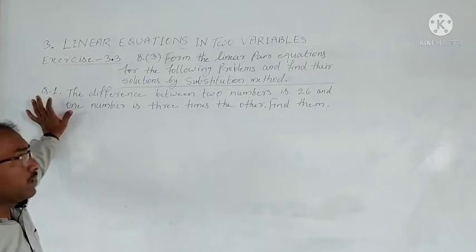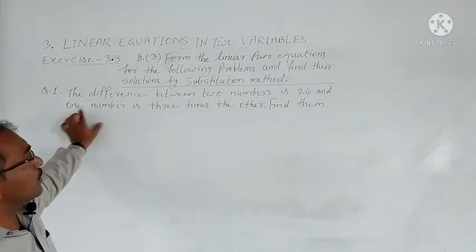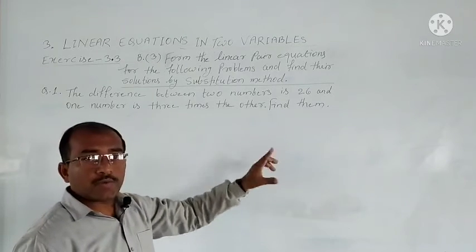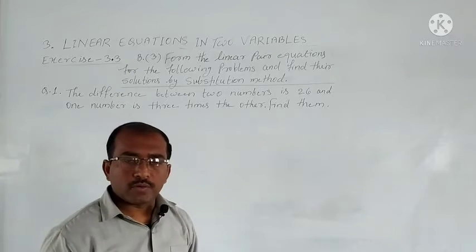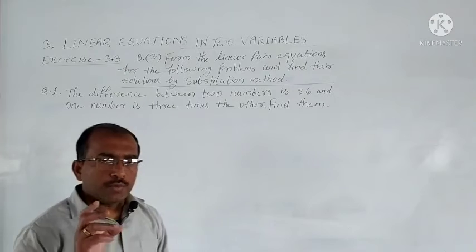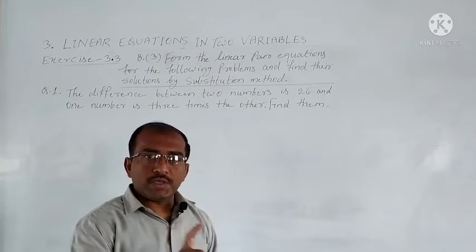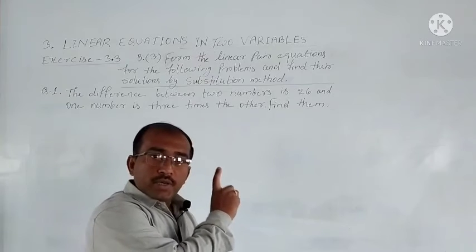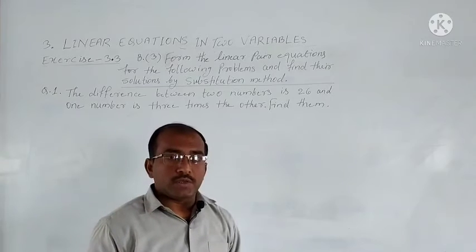Question number 1 is the difference between two numbers is 26 and the one number is 3 times the other, find them. So when we come across the statement, we read the question, always you try to keep in mind that there will be two things unknown. Question is of linear equation in two variable. Similar question you will get in quadratic equation as well.